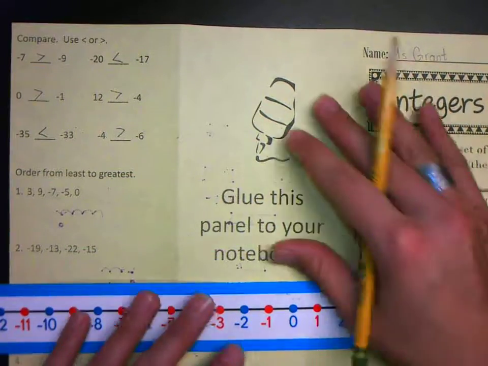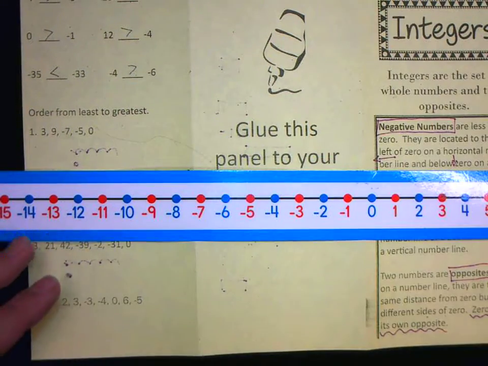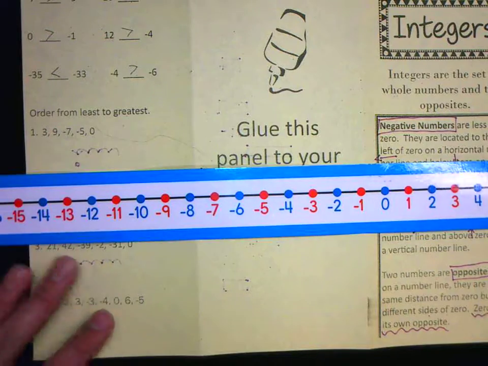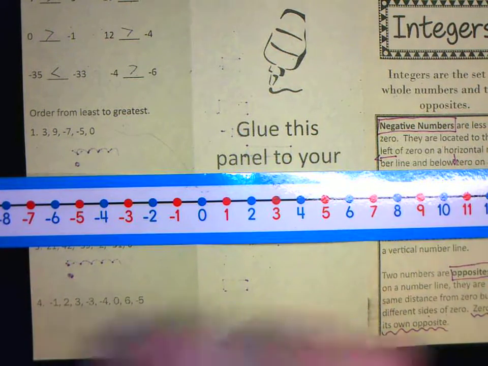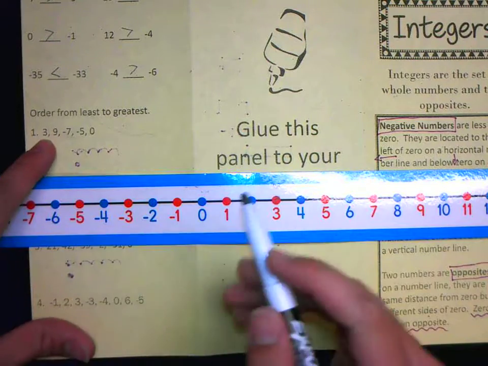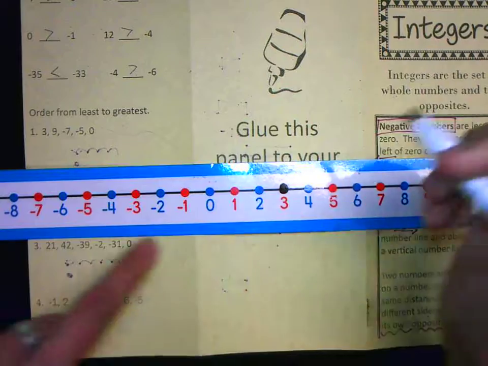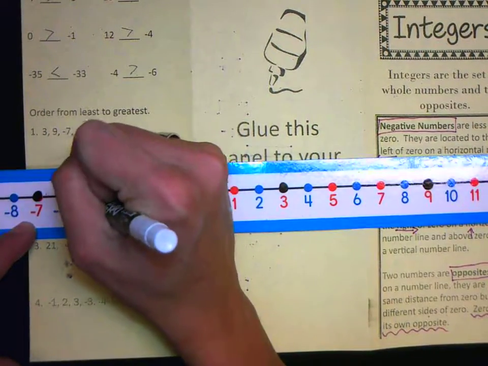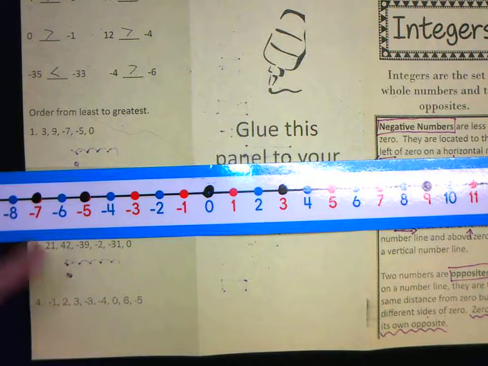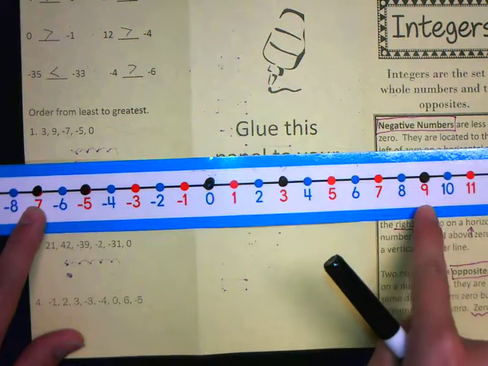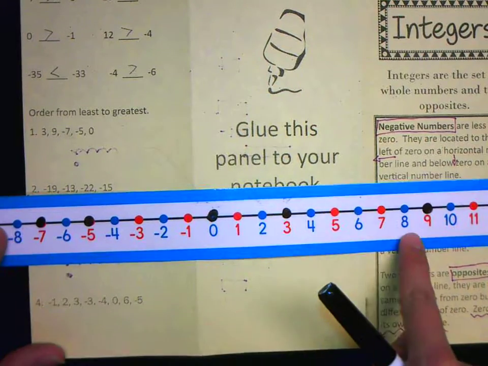All right. Order from least to greatest, okay? And this is where you really want to use number lines. You can also draw a number line that helps you, okay? So let's plot some of these. I have positive 3, positive 9, negative 7, negative 5, and 0, okay? When you're ordering from least to greatest, you're ordering from the smallest number to the largest number. So when I plot all these points, I'm going to list them from the left to the right, okay?